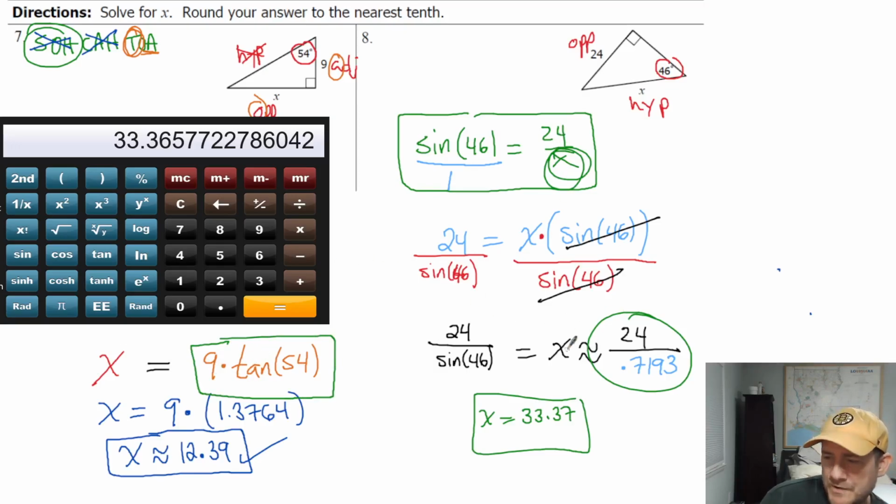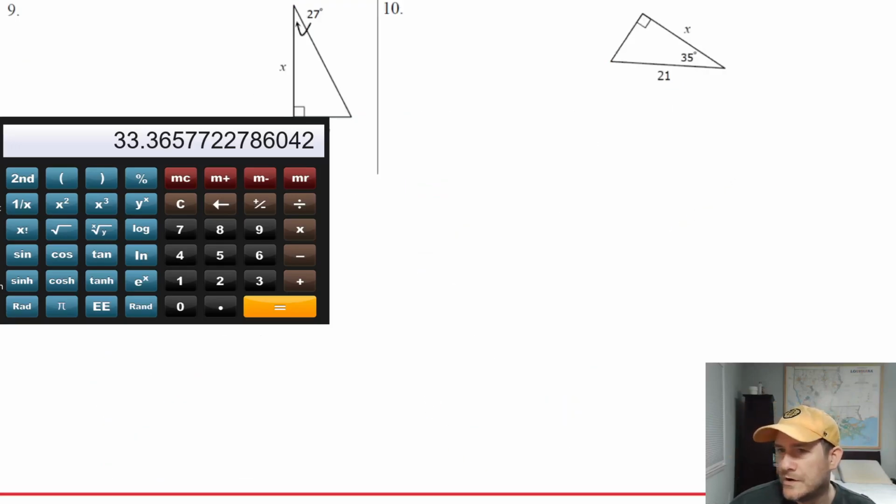But when x was on the bottom, we ended up finding x by doing a number divided by sine of 46. That's kind of the difference. It'll always end up like that. Let's do more examples and you'll see what I'm talking about.